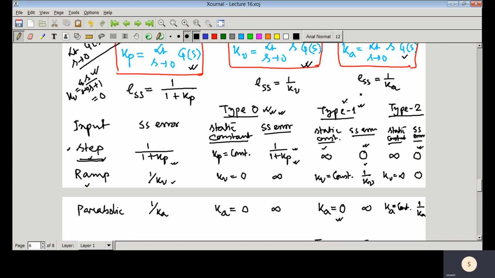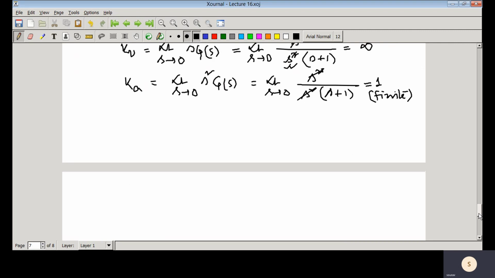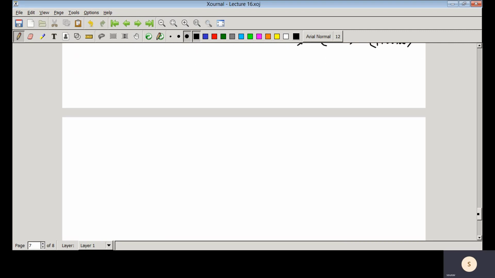That means if the system's type is 1 or above, then if we apply a step input, the steady state error would be equal to 0. But if it is a type 0 system, you would always have some steady state error. So it is a very important and interesting result. So let us see one example.